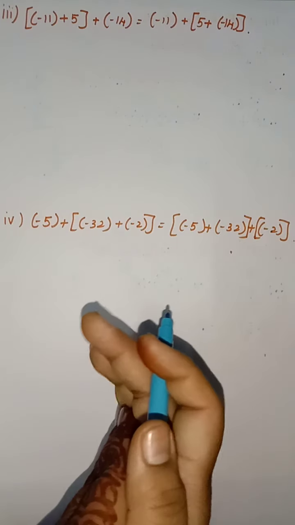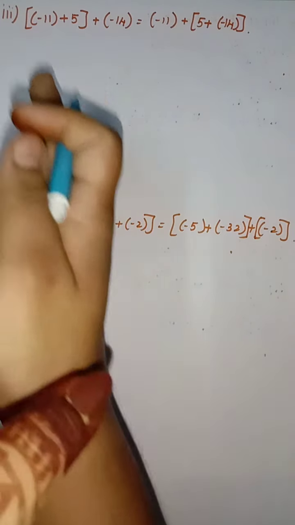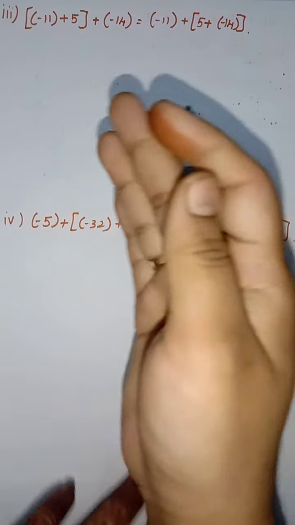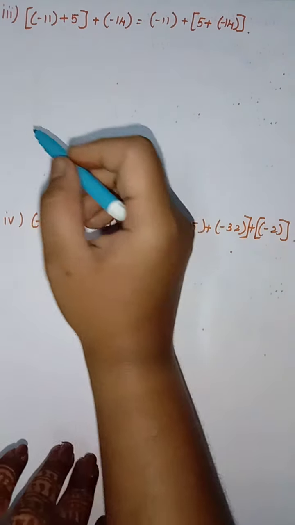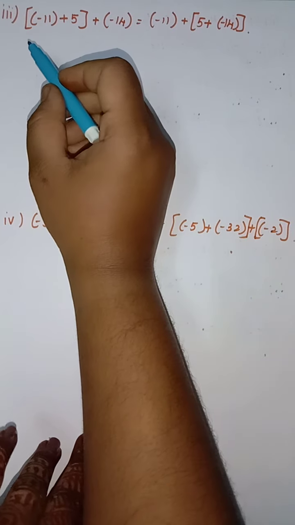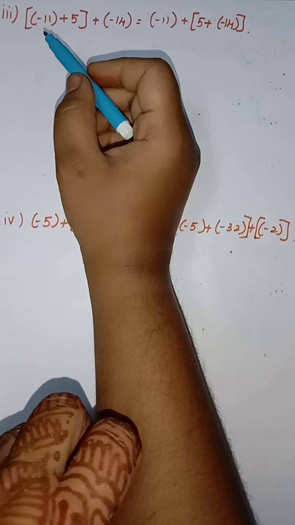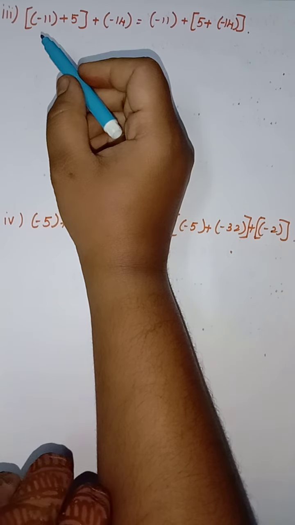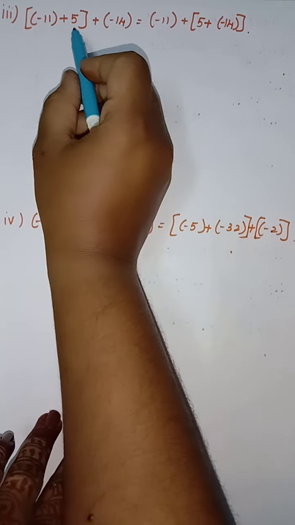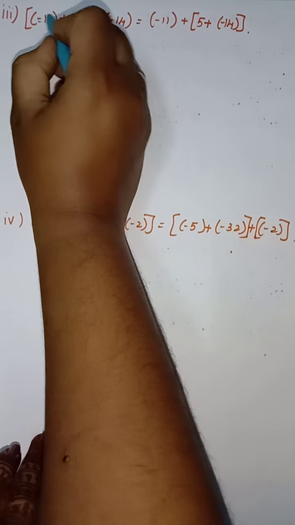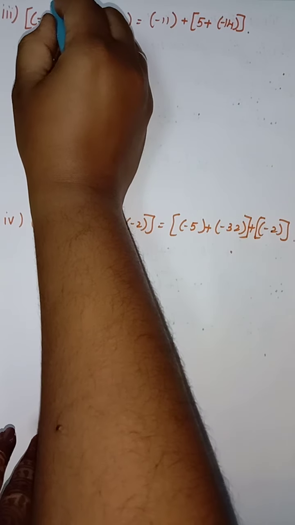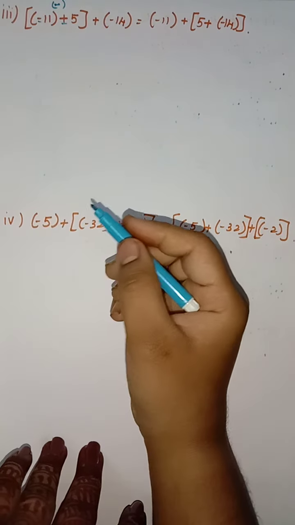So likewise we are going to first do this side and this side. Now for that, first we are going to use the BIDMAS rule here. While using a BIDMAS rule, we have to do the bracket one first, so bracket here. So here it is minus 11 plus 5. So here minus into plus is minus.